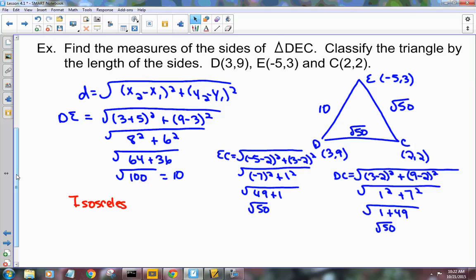Okay, and then we classify them according to their sides. What are my possibilities there? Equilateral, all the sides are equal. Isosceles, at least two sides equal, right? And scalene, no congruent sides. Okay? Alright, it's a pretty easy day.